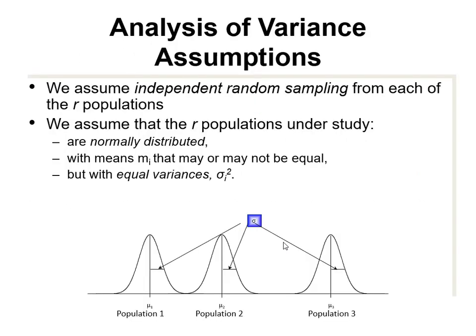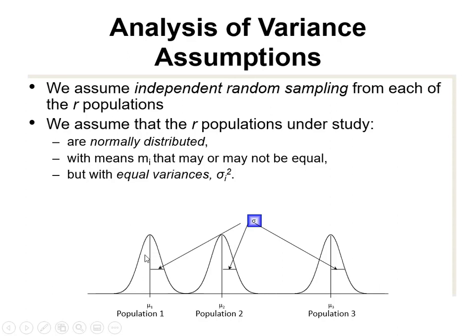As I already mentioned, we assume independent random sampling from each of the populations. We collect data from a population and all the samples will be independent. There will be no dependency. For example, in the previous example in my first lecture, we compared different groups. The first group drank black tea, the second group did not drink tea, and the third group consumed green tea. So drinking black tea, drinking green tea, and not drinking tea are all independent. We also assume that the populations under study are normally distributed.